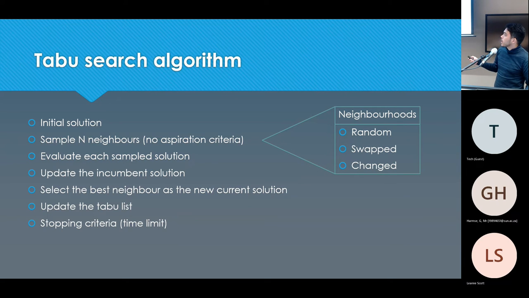And then, like I said, I decided to use no aspiration criteria. So I built the tabu list into the sampling of the neighbors, so only permissible neighbors were allowed to be sampled. Again, that's just to make things easier for myself. And then we evaluate, update, and continue the iteration until you reach some stopping criteria. The stopping criteria I chose was a time limit, in hours or minutes or seconds or whatever. The reason for that is it's a lot more intuitive what 2 hours means for these end users that I essentially created this problem for.